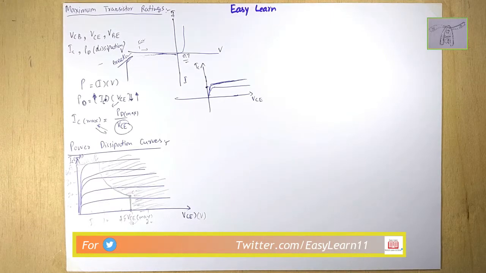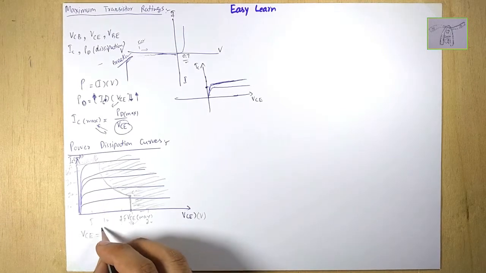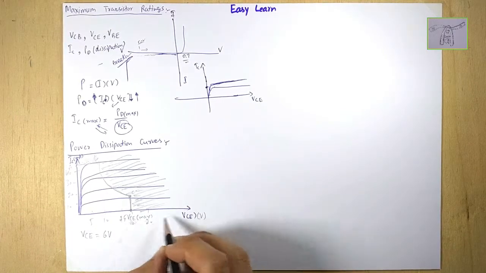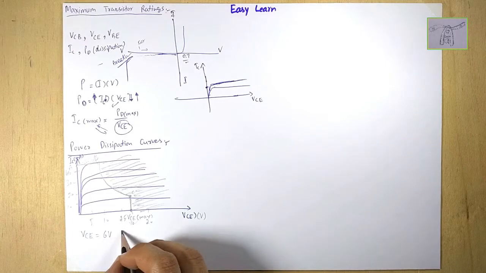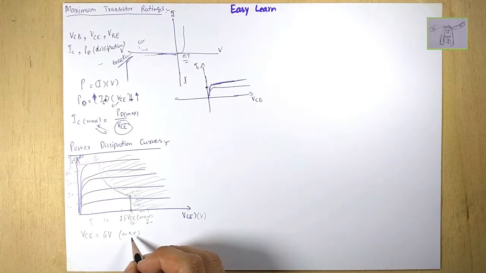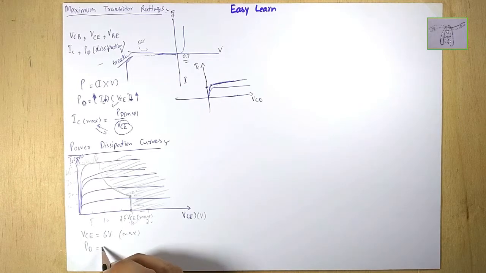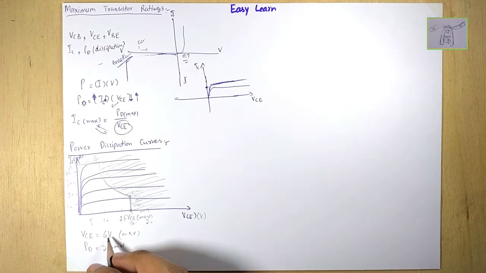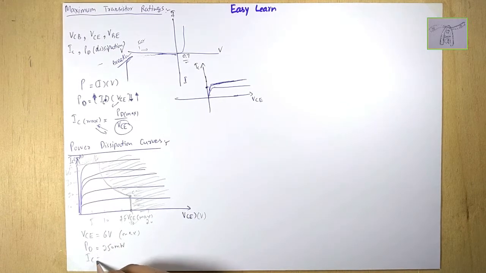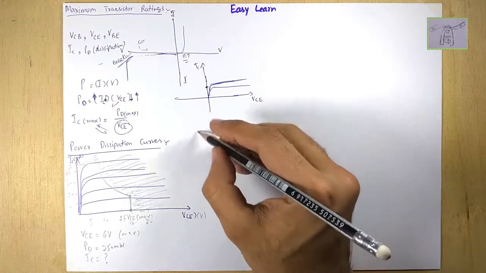Now the topic is, for example, a certain transistor is to be operated with the VCE. Let's say a certain transistor has VCE of 6 volts, and usually this VCE is the maximum VCE, this is the VCE max of 6 volts. Let's say the maximum voltage that it can withstand is 6 volts, and its maximum power rating is PD equals 250 milliwatts, and what is the maximum current it can handle? So we have to calculate the collector current that it can handle.